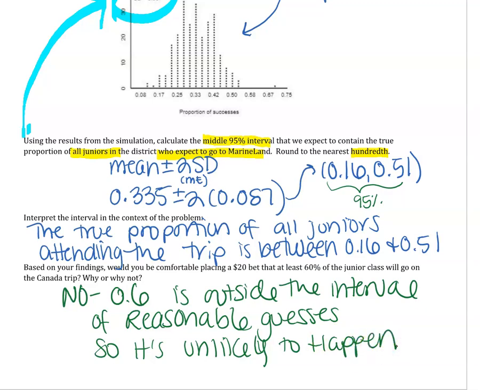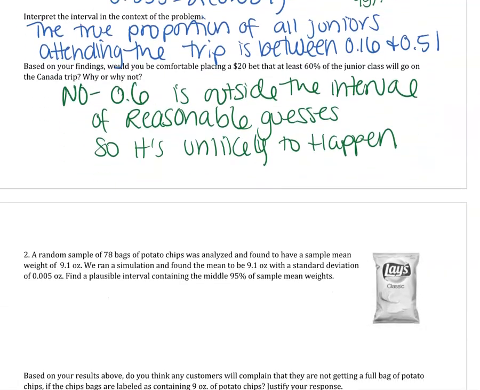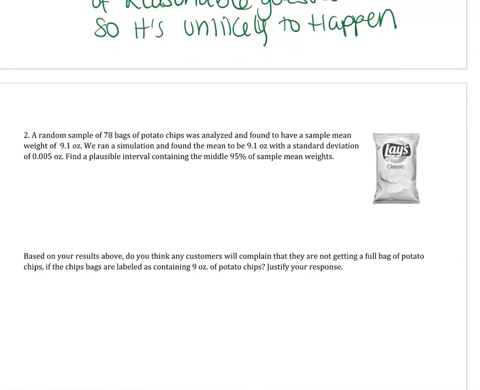All right, we just got one more question to go. So this was a question of sample proportions. So we were estimating the true proportion of all juniors. Now we're going to practice sample means. So a random sample of 78 bags of potato chips was analyzed and found to have a sample mean weight of 9.1 ounces. We ran a simulation and found the mean to be 9.1 with a standard deviation of 0.005. Find the plausible interval containing the middle 95% of sample mean weights.